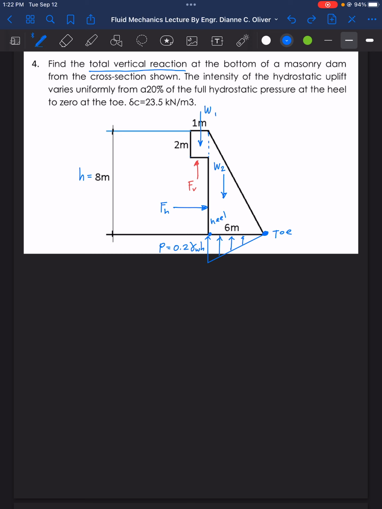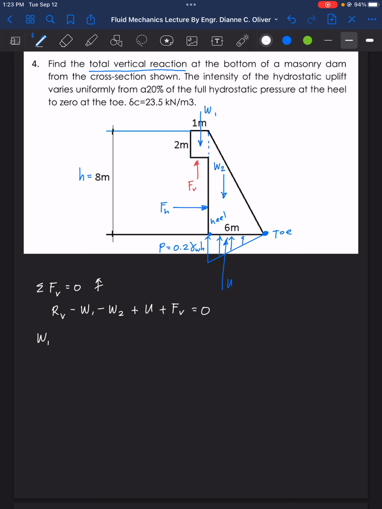So uplift force, let's name that as U. Okay, so I think we are now complete here. So all we need to do is the summation of forces. Vertical is equal to 0, positive upward. We have RB minus weight 1 minus weight 2 plus the uplift force plus the force vertical, that is equal to 0.